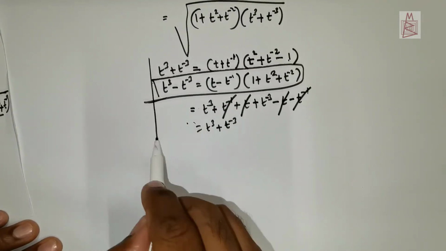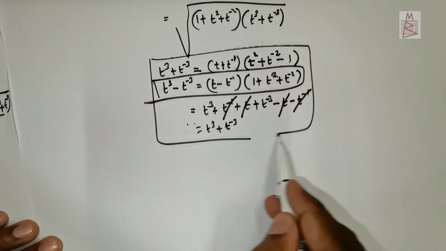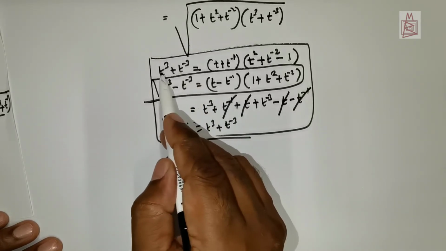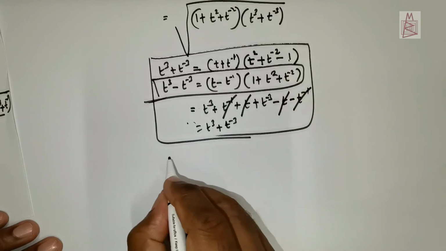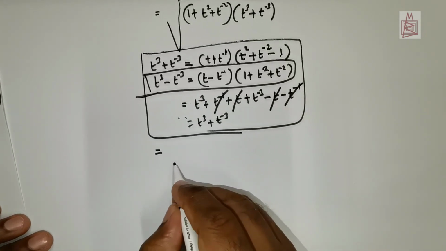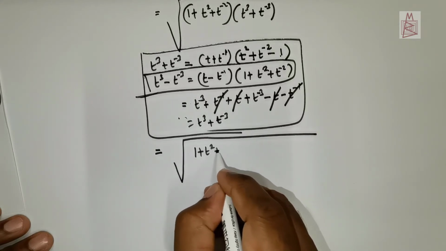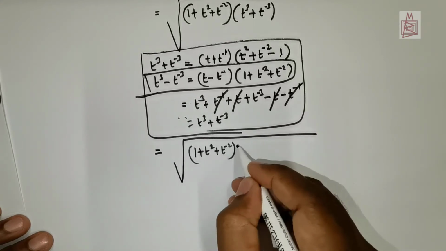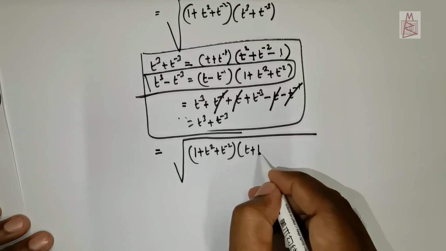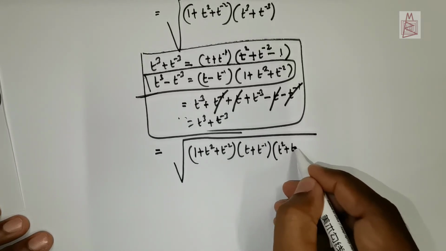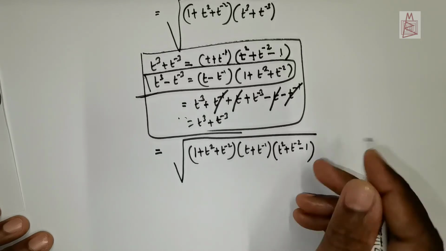Okay, so I have done all these things just to show you how we can defragment the quantity on the left hand side to get the quantity on the right side. So this is equal to root of, I have got 1 plus t squared plus t power minus 2 multiplied with t plus t power minus 1 times t squared plus t power minus 2 minus 1. So I have got this.